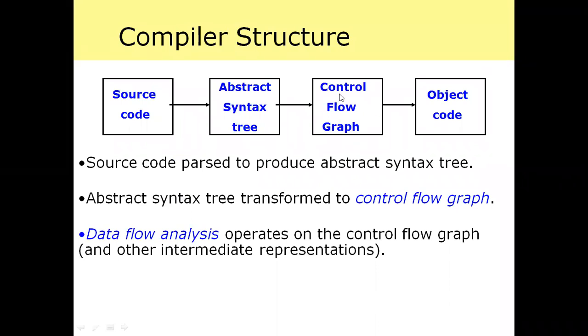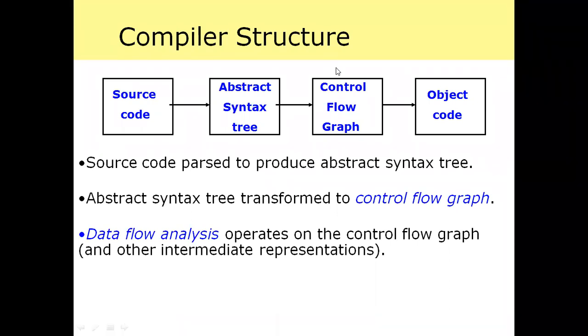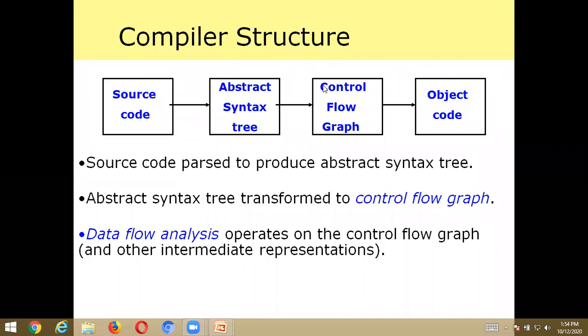See here, this is the structure of data flow analysis. That means it is the structure of global optimization. From the source code, the source code is parsed to produce abstract syntax trees. These abstract syntax trees are transformed into control flow graphs. The data flow analysis operates on the control flow graph and any other intermediate representations. Then we generate the object code.